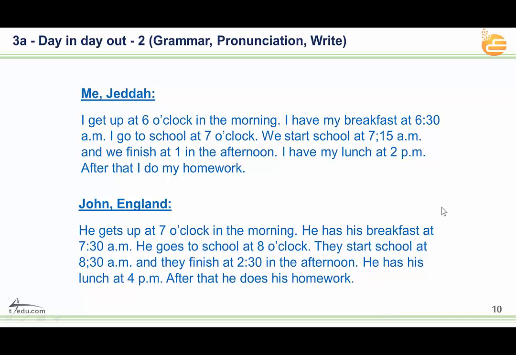So after we finish our lesson, I want you to write two paragraphs just like this. The first one about yourself, your daily routine, and the second one about a friend, any friend of yours in Saudi Arabia or outside Saudi Arabia, okay?